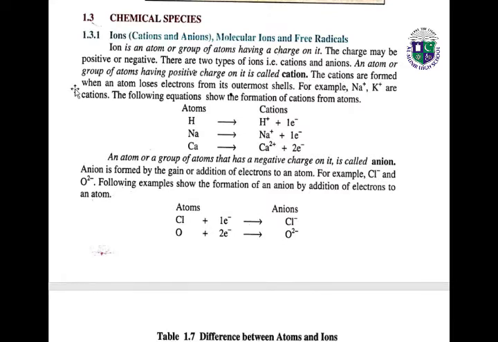The cations are formed when an atom loses electrons. Whenever an atom loses its electrons and a plus sign, a charge, appears on it, it will show as a cation. For example, Na plus, K plus are the cations.